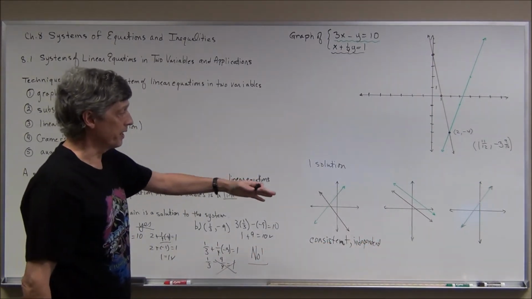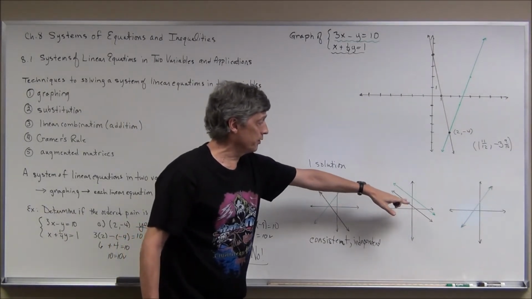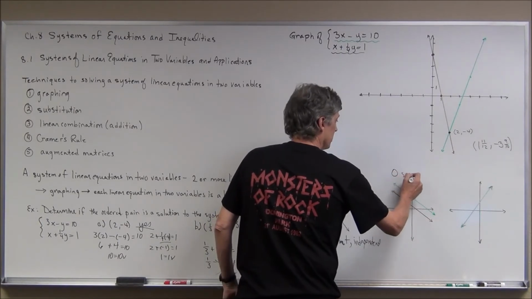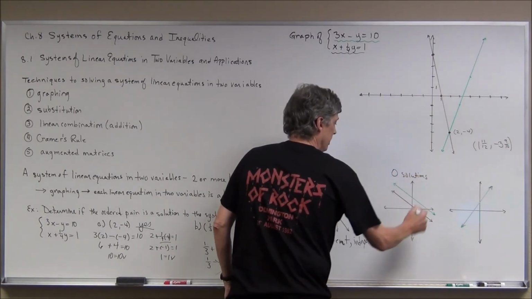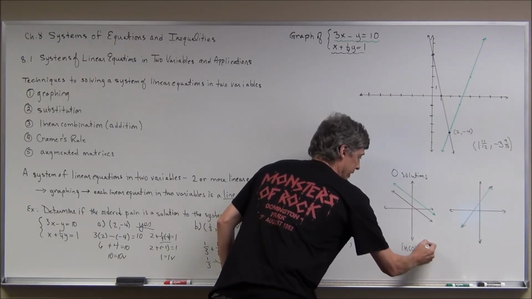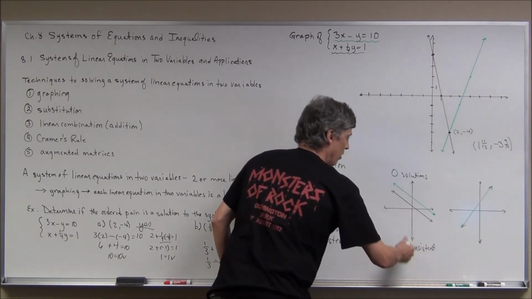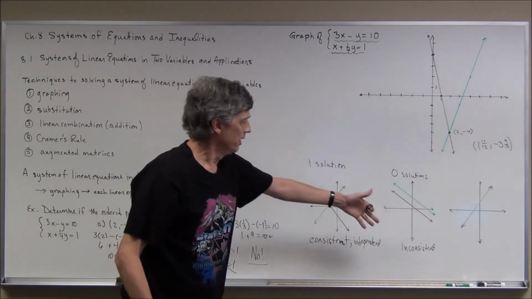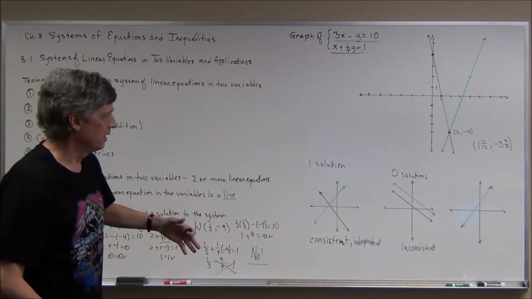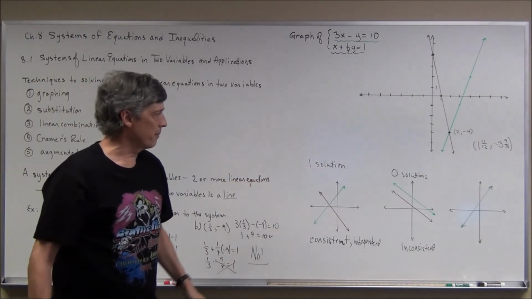Now it's possible that you graph the two lines and they're parallel and they don't intersect. That means there's zero solutions, and we classify that type of a system as inconsistent. That kind of makes sense. No answers, inconsistent, those are both kind of bad ideas, whereas consistent and a solution kind of matches up.